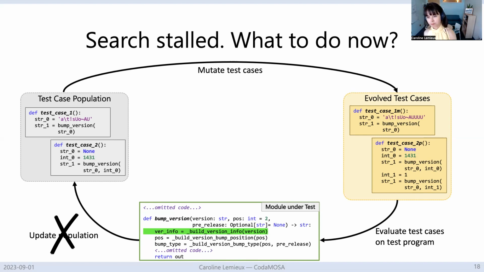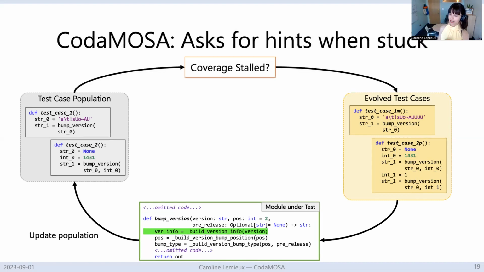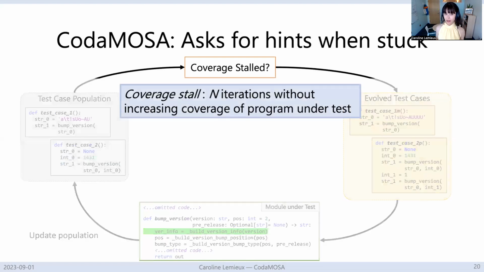So the first thing we're going to do in CodaMOSA is add an if statement. So we're going to add an if statement to check whether the coverage has stalled. And to do that, we're going to have to evaluate whether the coverage is stalled. And what we decided to do was just say that if we've gone through n iterations of this loop without ever increasing the coverage, we're probably stuck. Probably mutation is unlikely to get us anywhere.